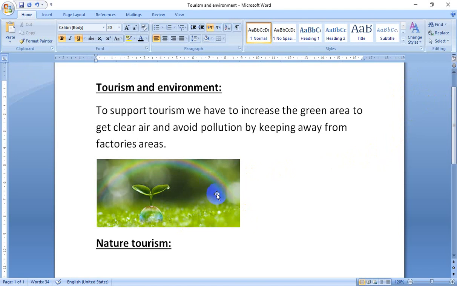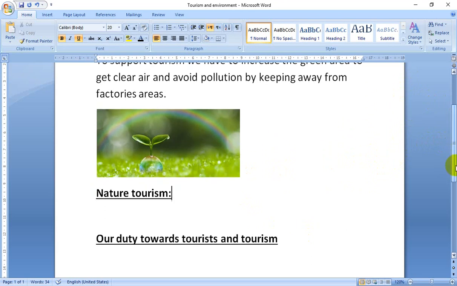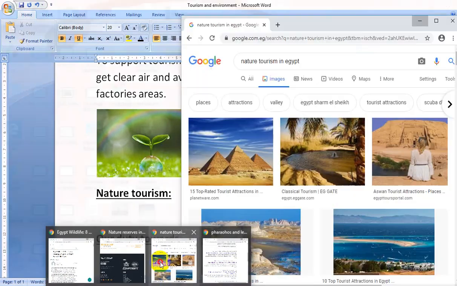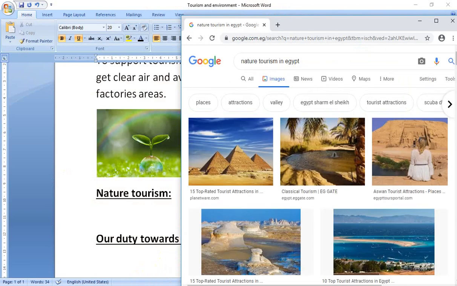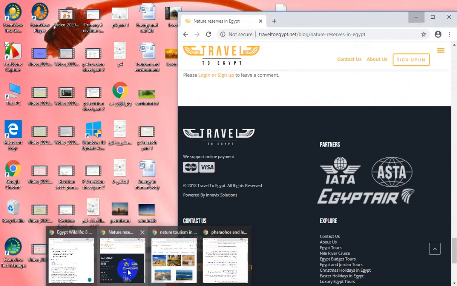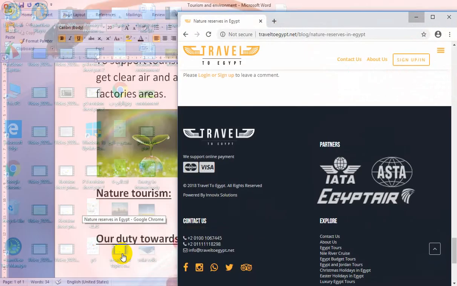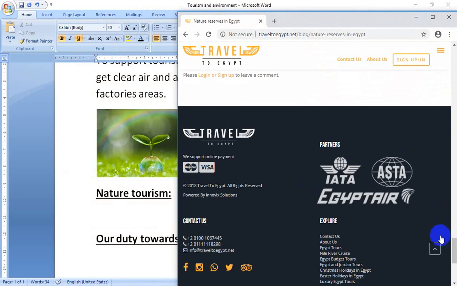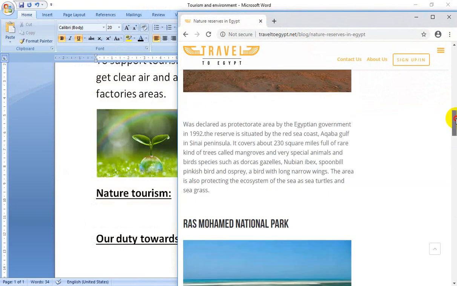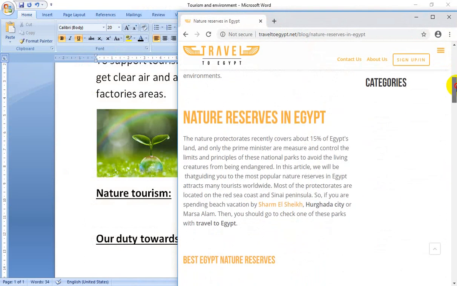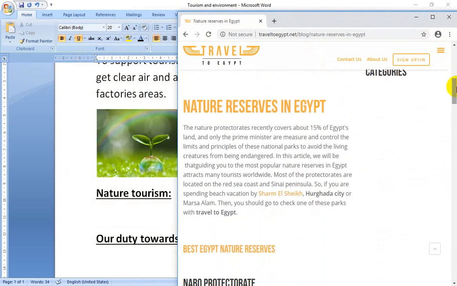I put it from Google. You can search in Google. Okay, we can also talk about nature tourism, and if you google it, you can find a lot of researches. Like this. Let's talk about natural reserves in Egypt.